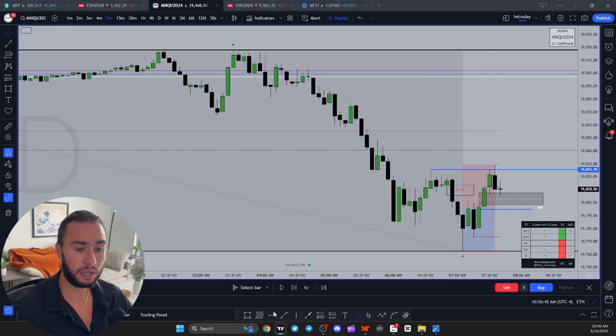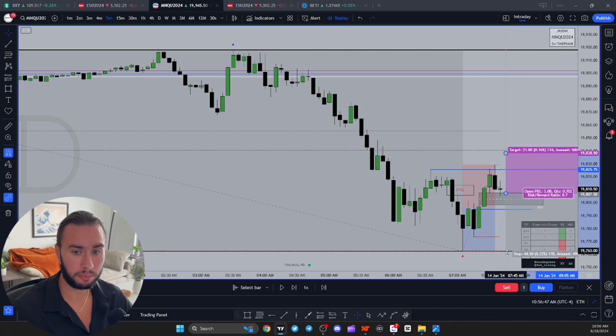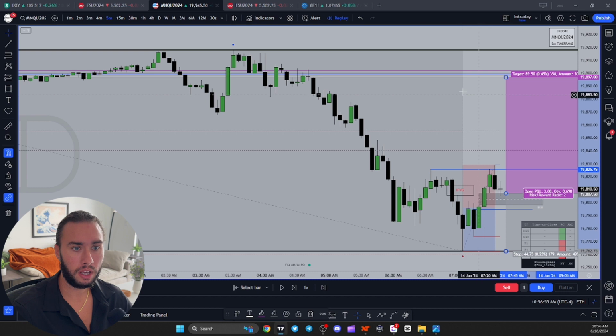And ultimately what we could be looking for is a simple 2-to-1 setup. So we could buy off of the BISI and we could target 2-to-1. Boom. And that takes us pretty much into this imbalance here on a 5-minute time frame.